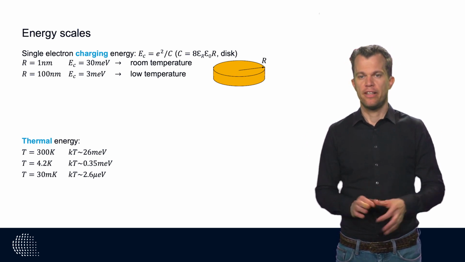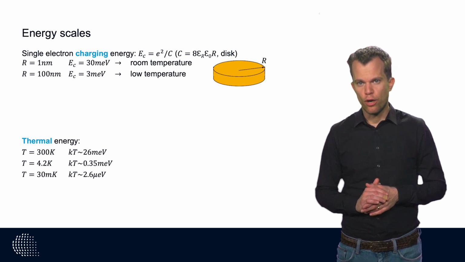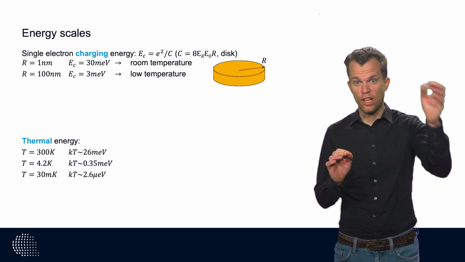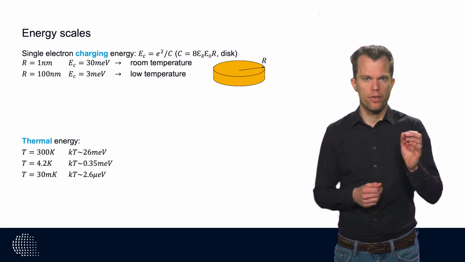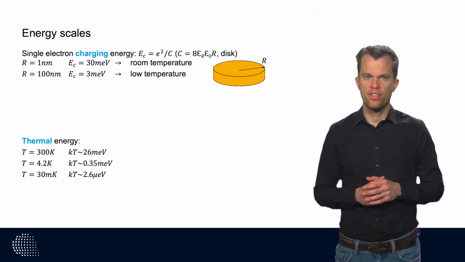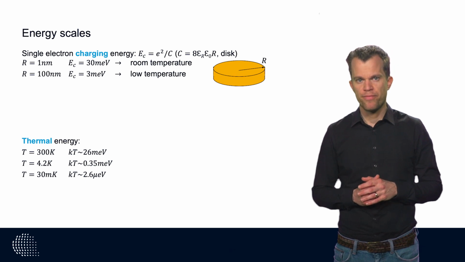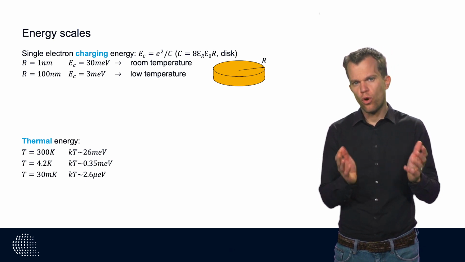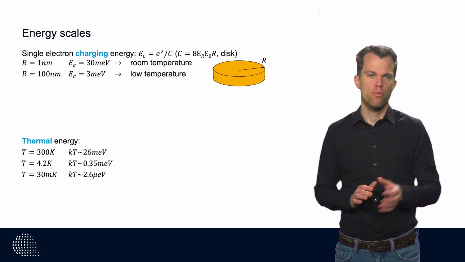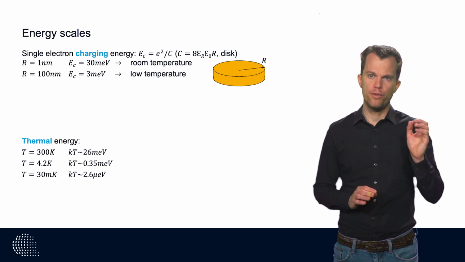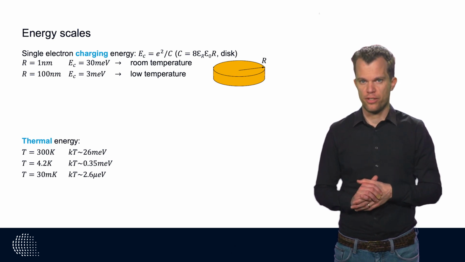First of all, there's a charging energy that needs to be overcome when an electron is loaded in the island. For sizes of about 1 nanometer, corresponding to the potential profile of donors and acceptors in the semiconductor, the energy scales are an order of magnitude larger than the thermal energy at room temperature. But this energy scale quickly reduces for larger quantum dot sizes.